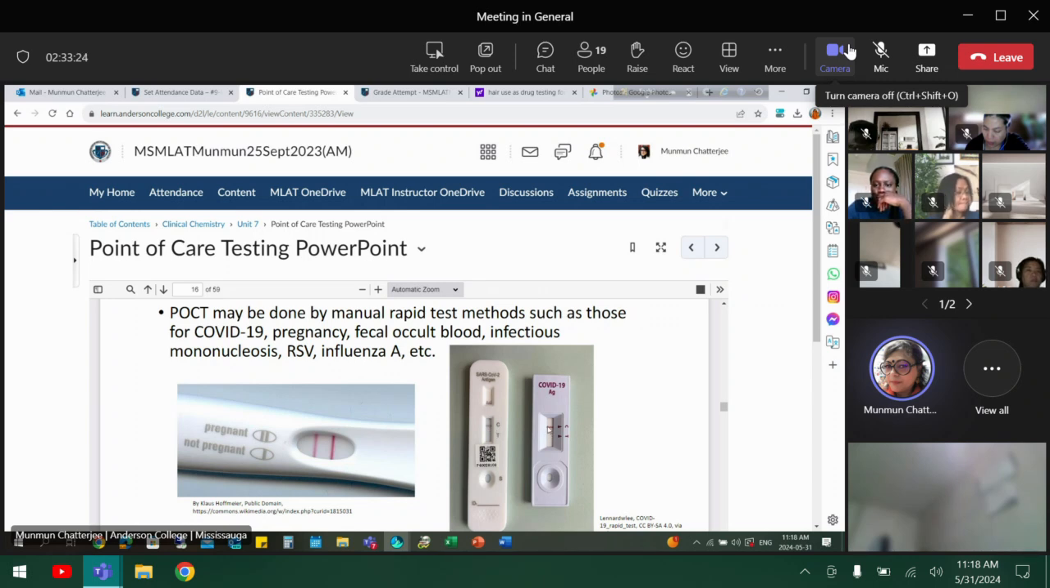Fecal occult blood, infectious mononucleosis, RSV, and so on. But within the pregnancy kit, you cannot detect COVID. So each one has its individual kit: pregnancy test strip, COVID test strip, SARS test strip. Each test strip is different because each immunochromatography procedure is different. Each one has a different antigen, and they have to use the antibody raised in a research lab to make sure that the antibody specifically binds to that one in the chromatography.